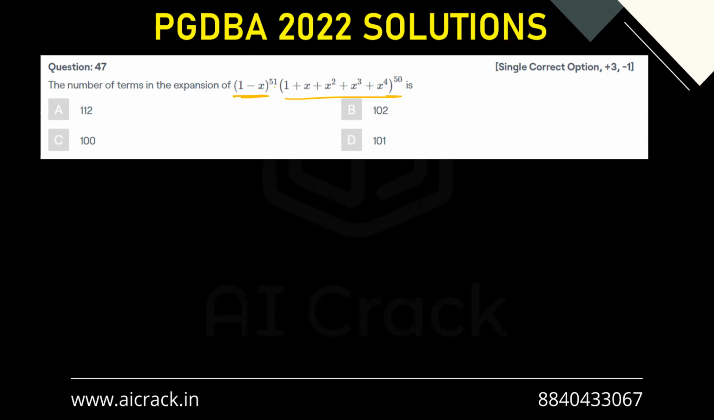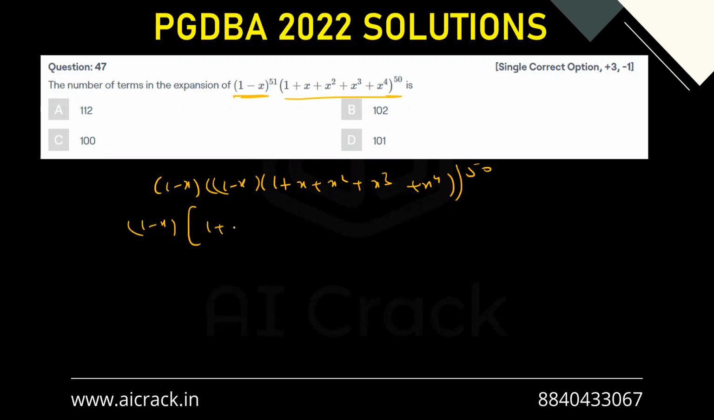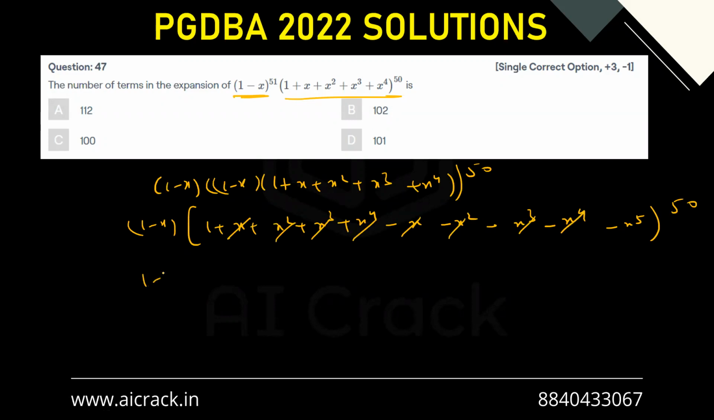So what I'll do, I can see 51 over here, I can see 50 over here. So I'll break this 51 into 1 plus 50. So I'll be getting (1 - x) multiplied by (1 + x² + x³ + x⁴)^50, right? So I'll be getting (1 - x) times (1 + x + x² + x³ + x⁴ - x - x² - x³ - x⁴ - x⁵)^50. So we can see that this and this gets cancelled, this and this gets cancelled, this and this gets cancelled, and this and this gets cancelled. So what I'll be remaining with is (1 - x⁵)^50.